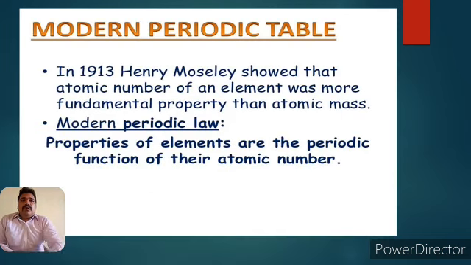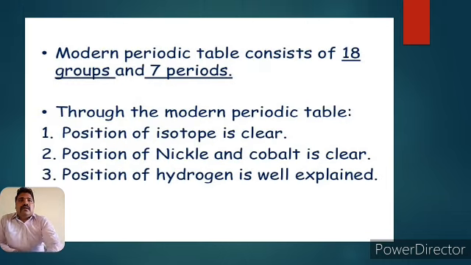The modern periodic table is based on the modern periodic law, that is, the properties of elements are a periodic function of their atomic number. The modern periodic table consists of 18 groups and 7 periods. In the modern periodic table, the position of isotopes is clear, the position of nickel and cobalt is clear, and the position of hydrogen is well explained.